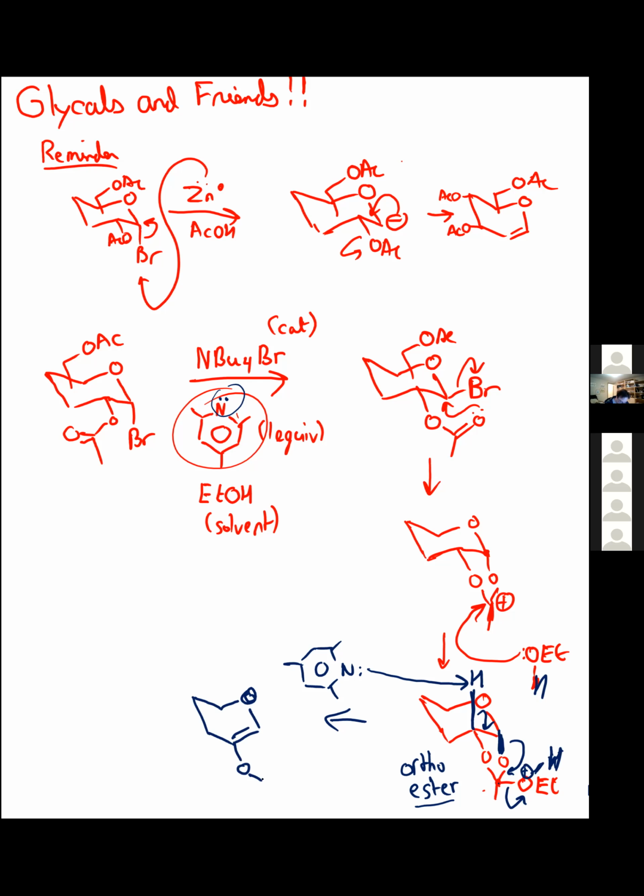But we didn't lose our C2 oxygen. We still have our C2 oxygen. We've just lost our C1 oxygen. So we have a way here with the zinc acetic acid way to get rid of that C2 oxygen. But we have a way too where we can use these bromides and we can keep the C2 oxygen.